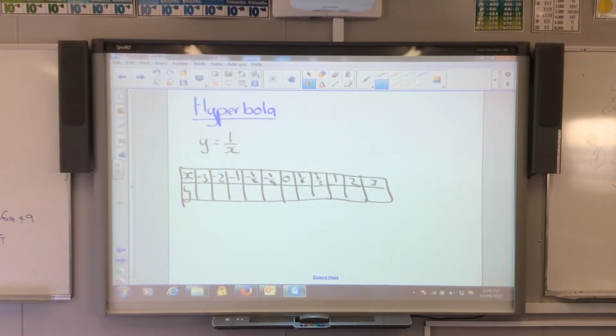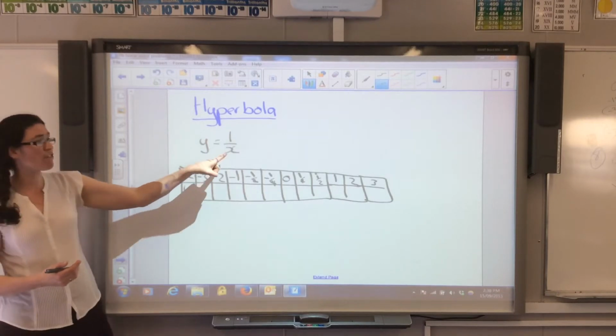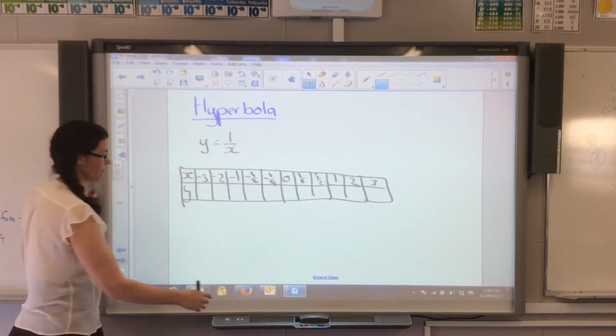So if I put -3 in there, 1 on -3 is just -1/3. Are we happy with that? Does that make sense, Callum? So if I put negative 3 in here, it's negative 1/3. Okay?